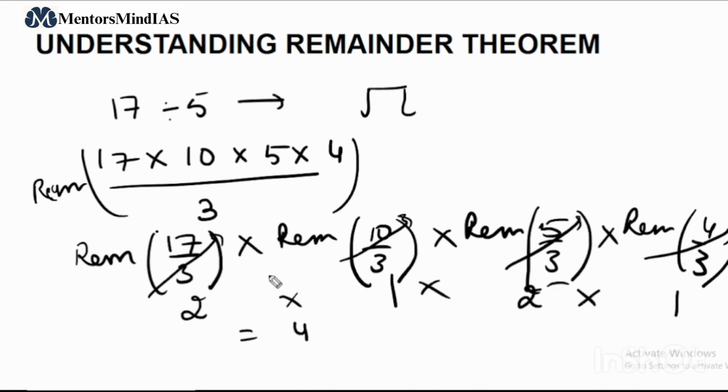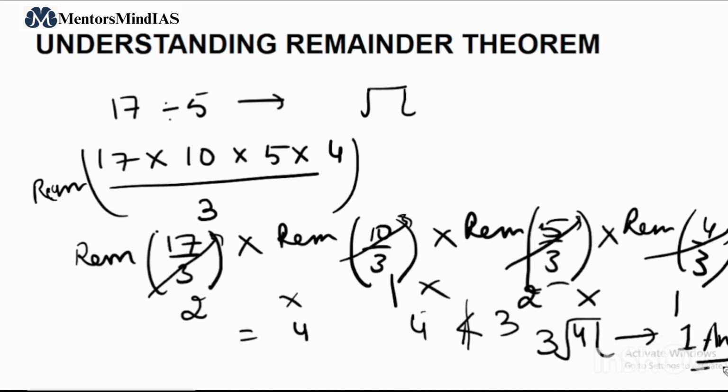But I told you before that your remainder can never be greater than the divisor. So 4 should be less than 3. But since it is not, you have to divide 4 again by the divisor. Here the remainder will come as 1. So this will be your final answer, that is 1.